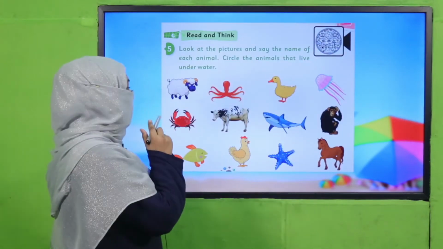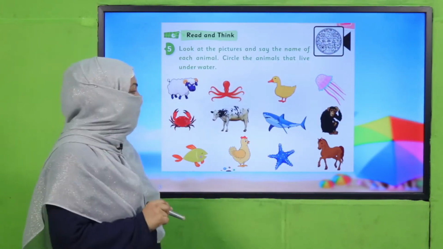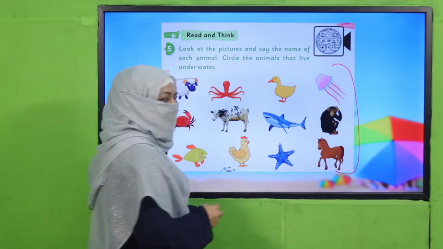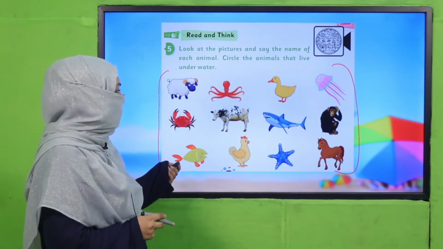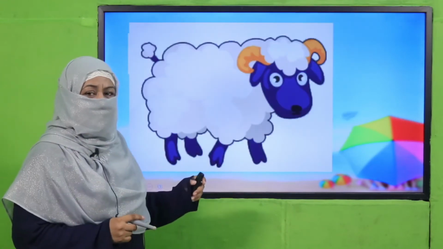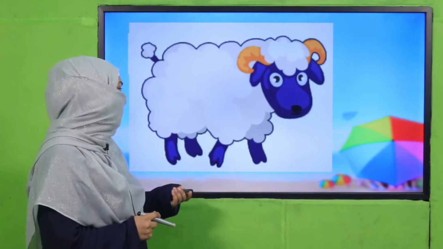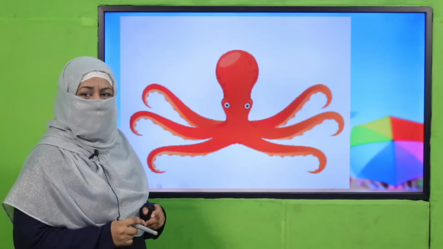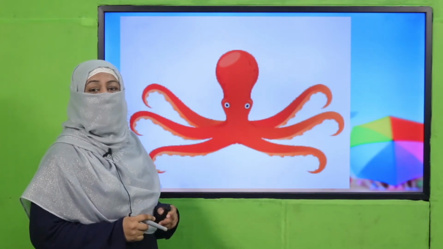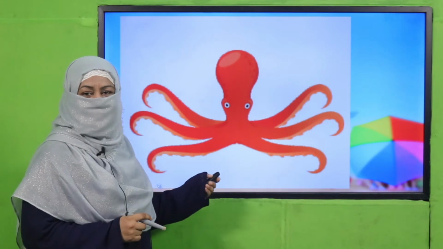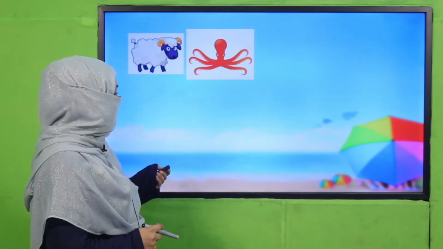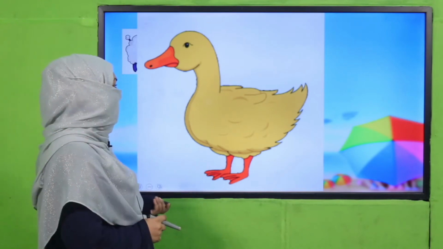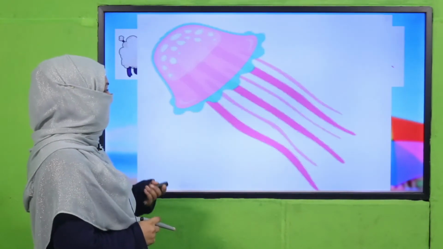Now look at this picture in your book and let's find out how many of these animals you recognize. I'm going to show you one by one. What is this? Yes, it's a sheep. And what is this? Do you know the name of this animal? It's an octopus, and it lives in water. And what's the next? Yes, all of you know what this is. It's a duck.